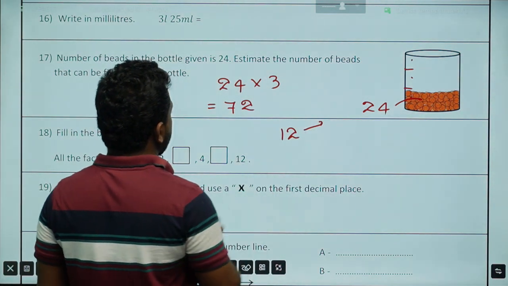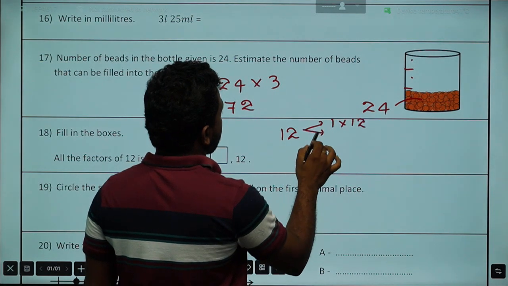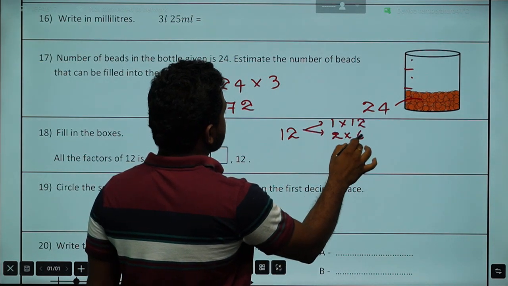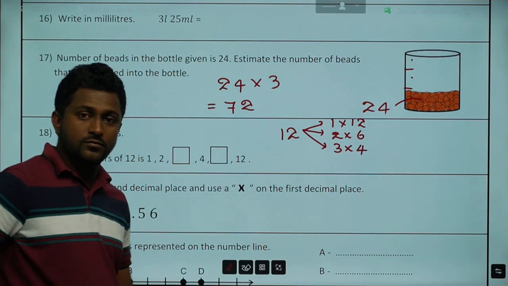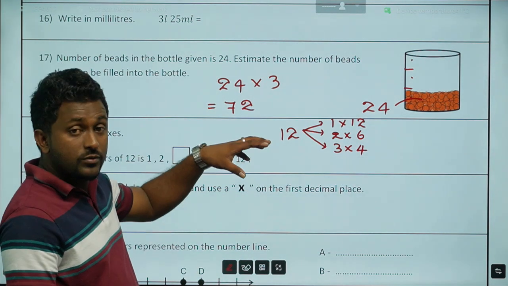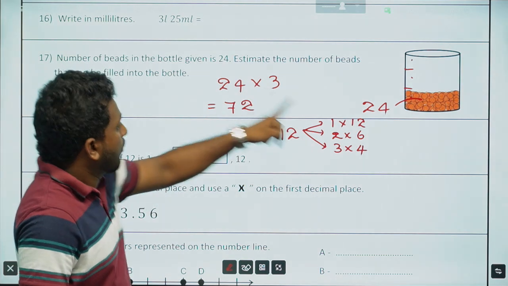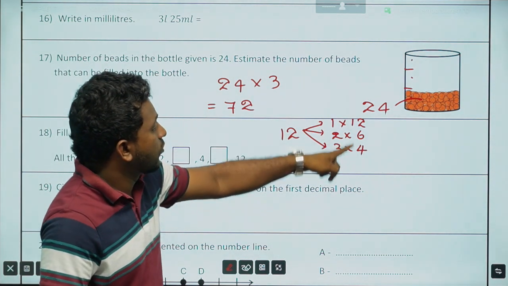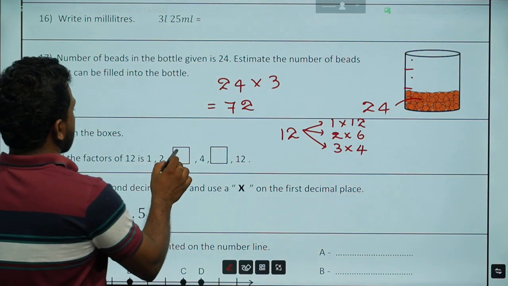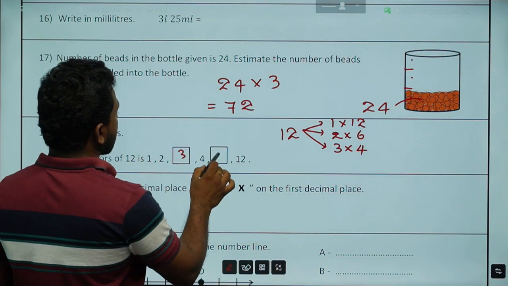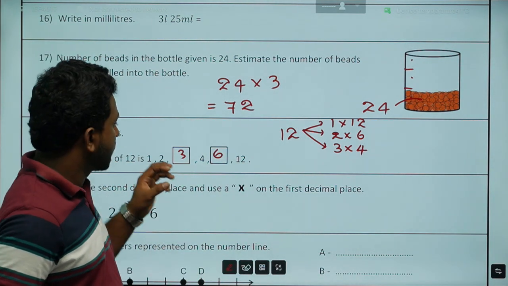12 we can write as 1 into 12 and 2 into 6 and 3 into 4. So these are the factors. 1, 2, 3, 4, 6 and 12. Yes. 1, 2, 3, 4. Next one 6 and 12. These are the factors.